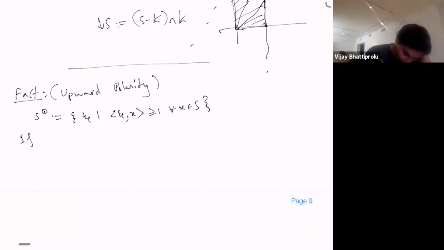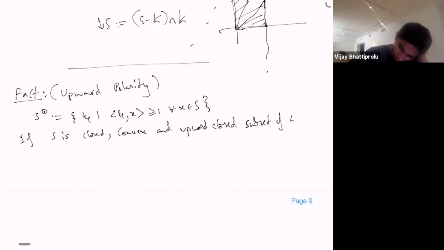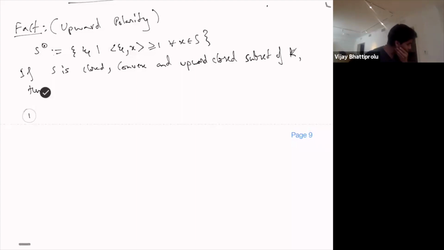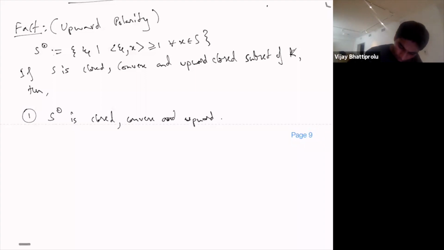And if S is a closed, convex, upward closed subset of a self-dual cone K, then firstly, S polar is a closed, convex, upward closed subset of K. And secondly, S polar polar is equal to S.